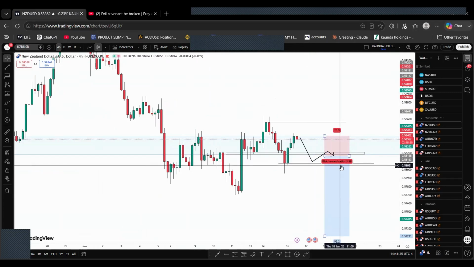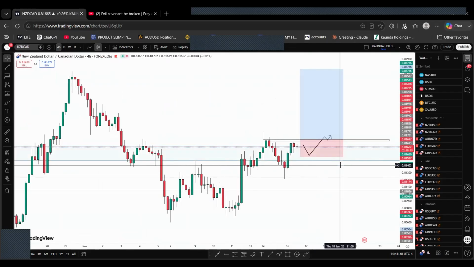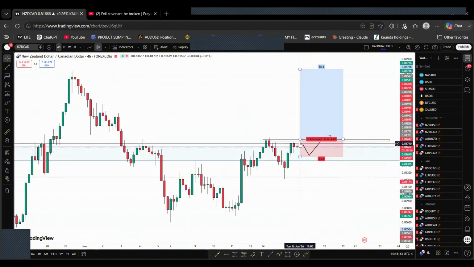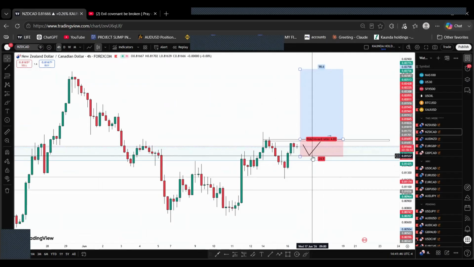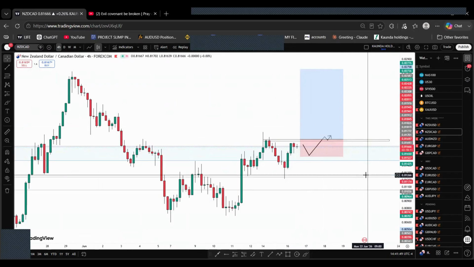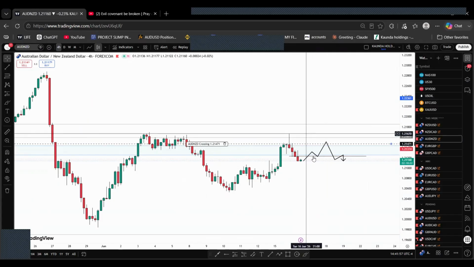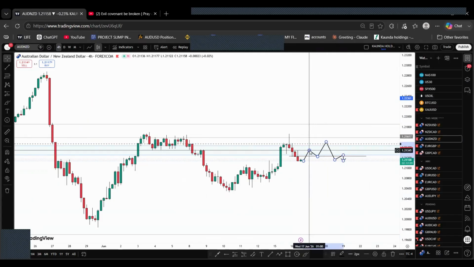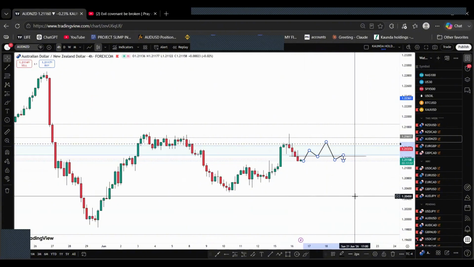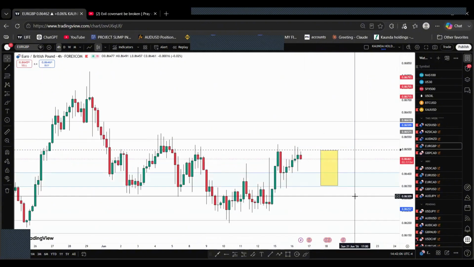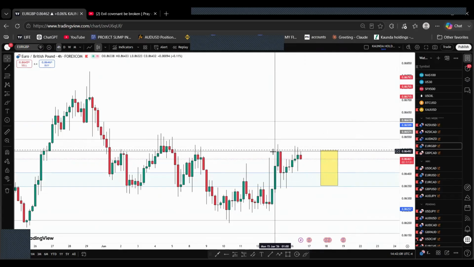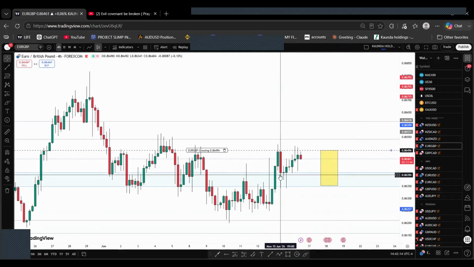Let's sell. NZD CAD, need price to make a new potential higher low, then break above. NZD, need price to break above, and then that can give us that shift. So we can now sell. GBP, need the higher high in the forward time frame, and we can wait for the shift.